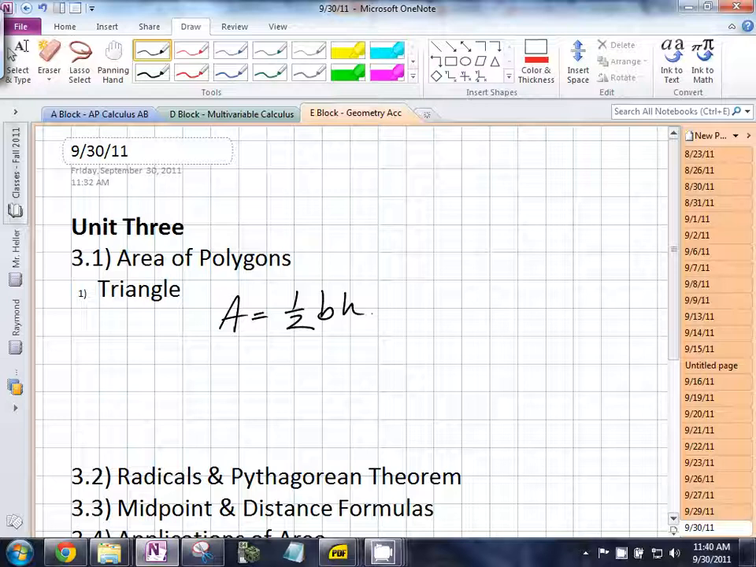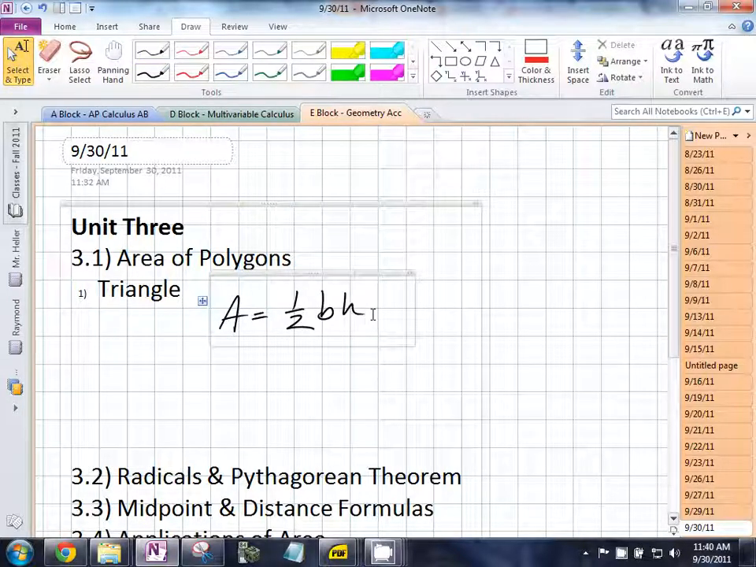Why? Why does that work? Because if you take two congruent triangles and flip one over, it becomes a parallelogram. It's just saying base times height is the area of the triangle. How do you know base times height is the area of a parallelogram? I actually can't answer that.